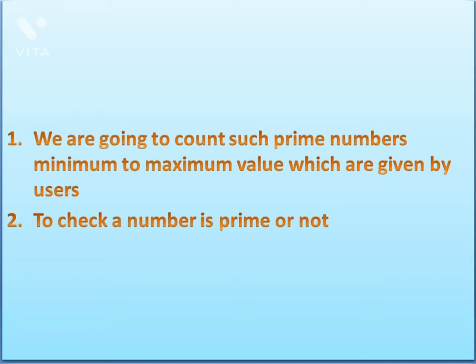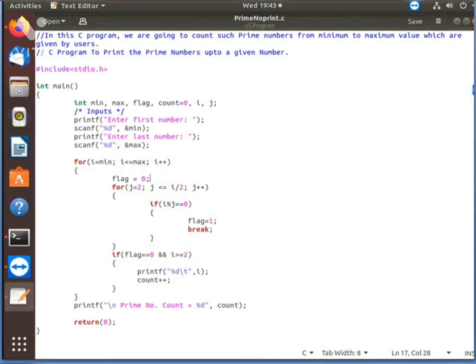Before execution, let's see the program code. In this C program, we are going to count prime numbers from a minimum to a maximum value which are given by the user. This is a C program to print the prime numbers up to a given number. So this is the input function. Enter the first number; the minimum prime number is 2, so 2 is the first number, and then enter the last number.